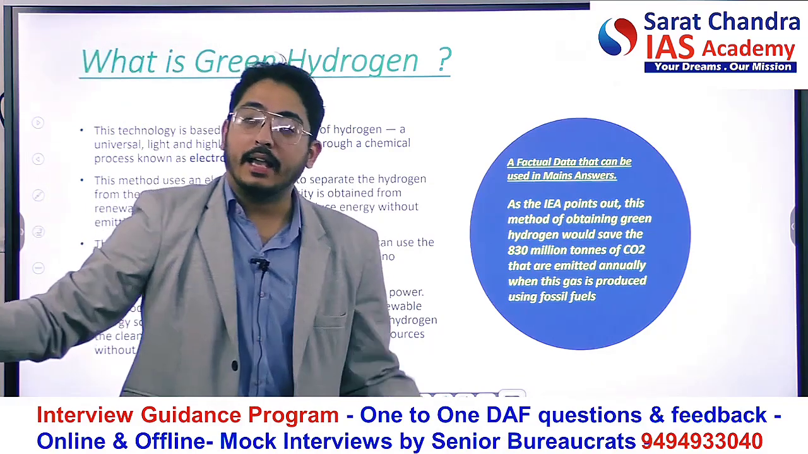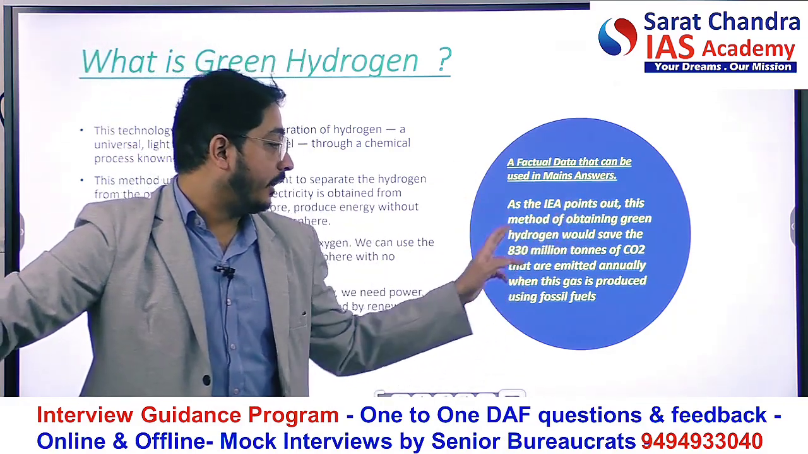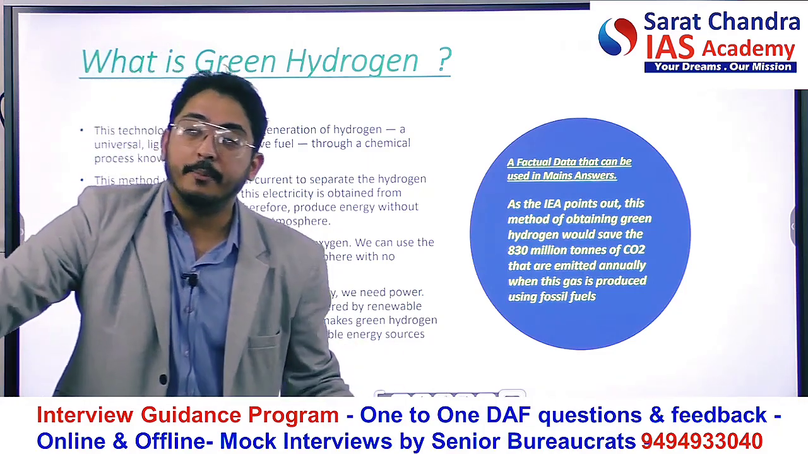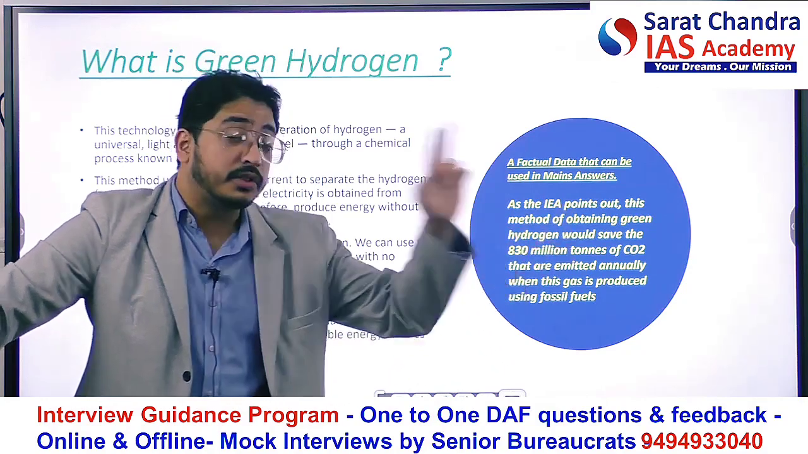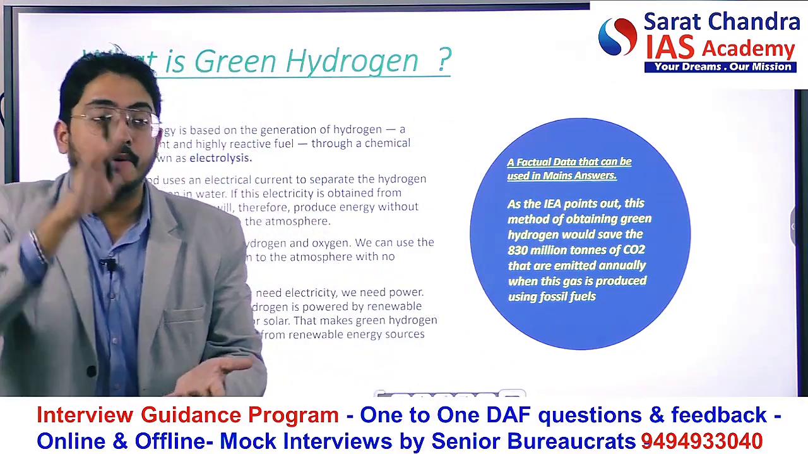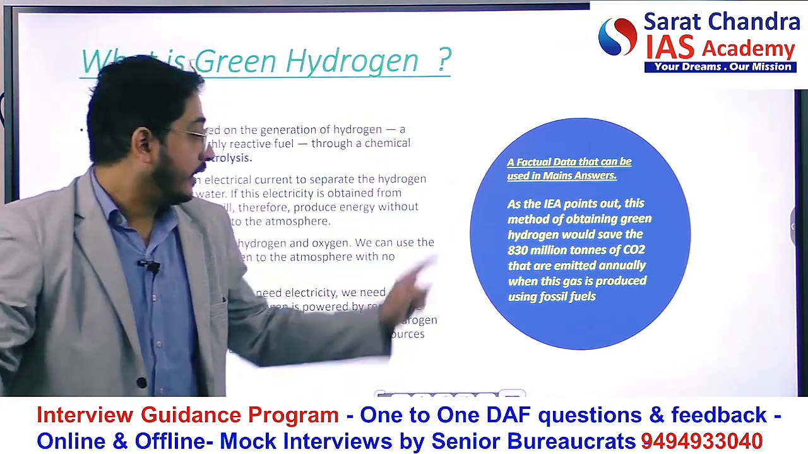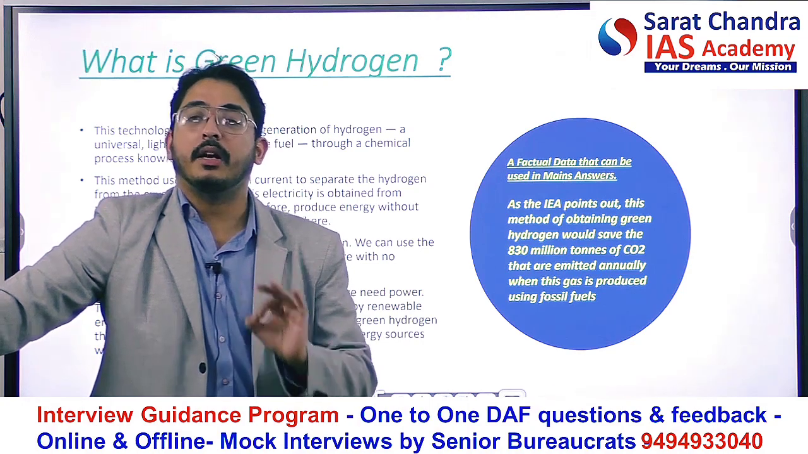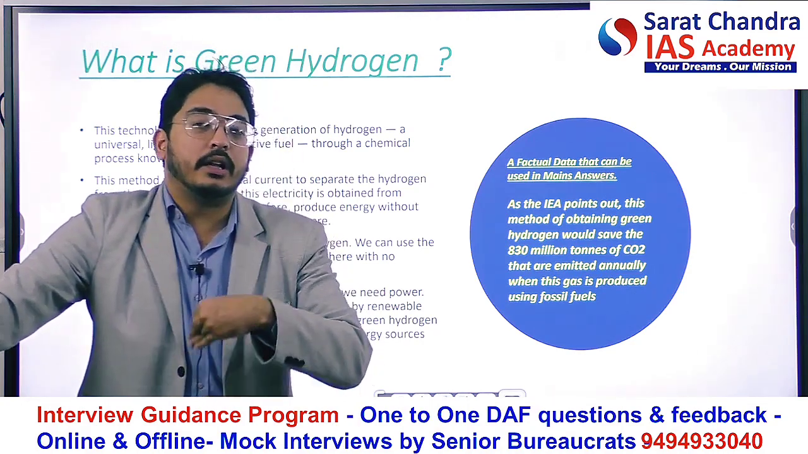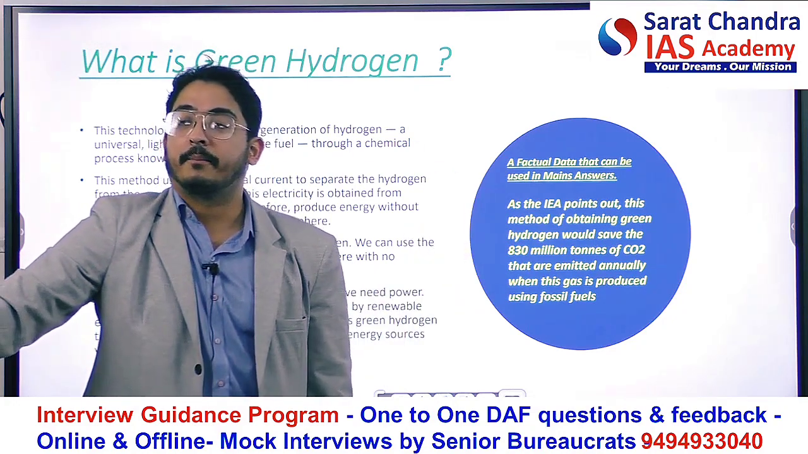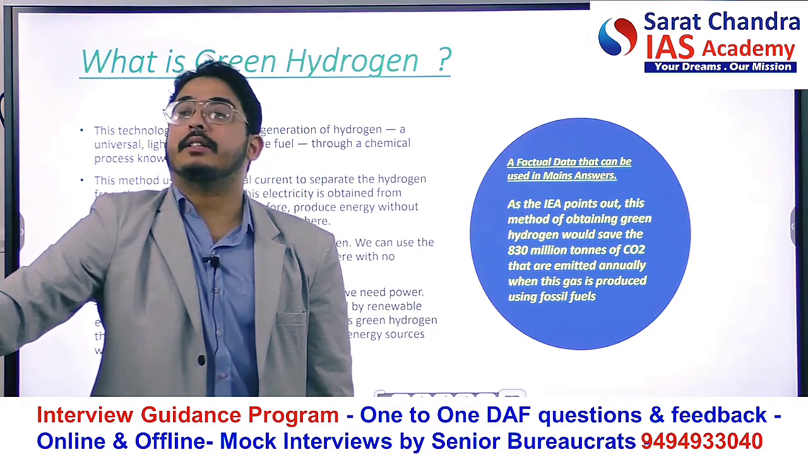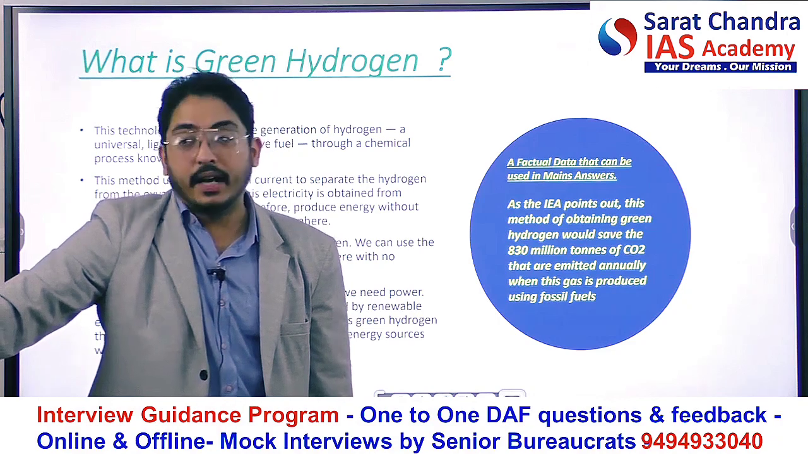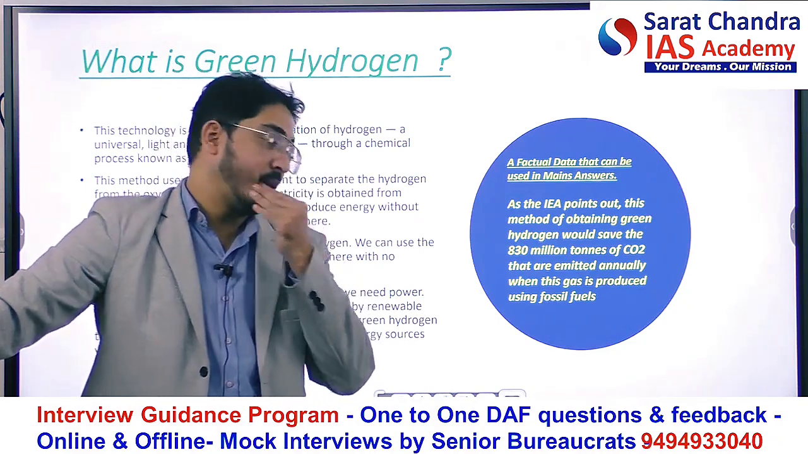This point you can write. IEA points out this method of obtaining green hydrogen would save the 830 million tons of carbon dioxide that are emitted annually. फॉसिल फ्यूल से जो गैस आता है, 830 million tons of CO2 annually होता है. That will be saved if you use green hydrogen. So when a question of green hydrogen comes, this point becomes highly relevant in your intro or in an analysis or in a justification. 830 million tons gets saved. And this data is given by a very big organization, that is IEA, International Energy Agency, which is one of the very recognized agency in the world, when it comes to energy transition to renewable energy. Okay, understood?